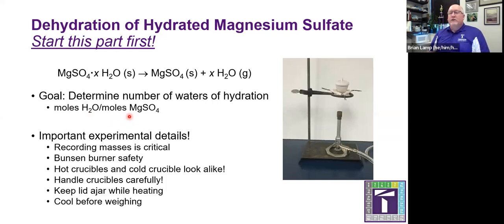So as long as you're cautious with making measurements, and careful about handling hot things, this part of the experiment goes actually quite well. And hopefully at the end of the day, you've learned a little bit about making quantitative measurements, but also about hydrates as a whole.